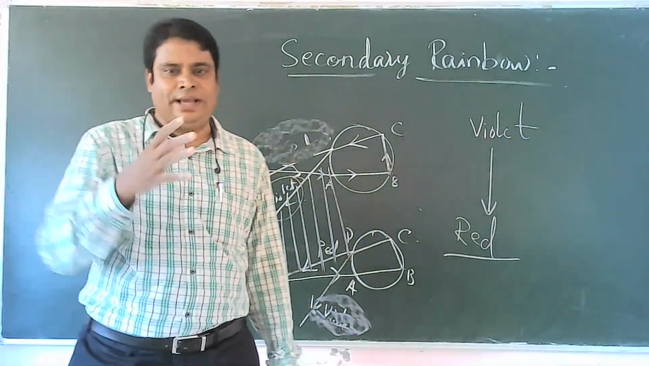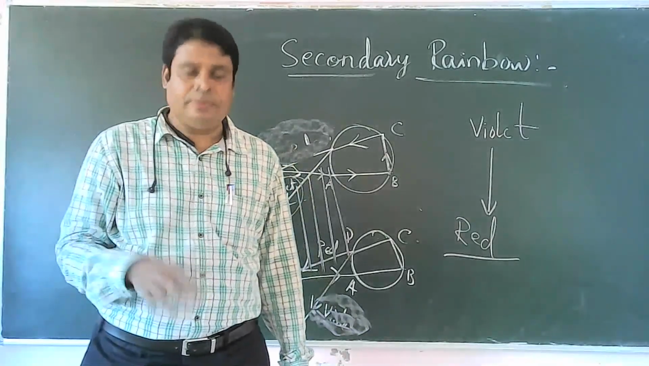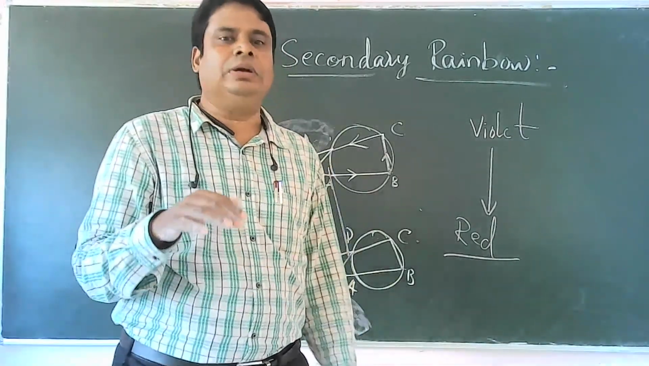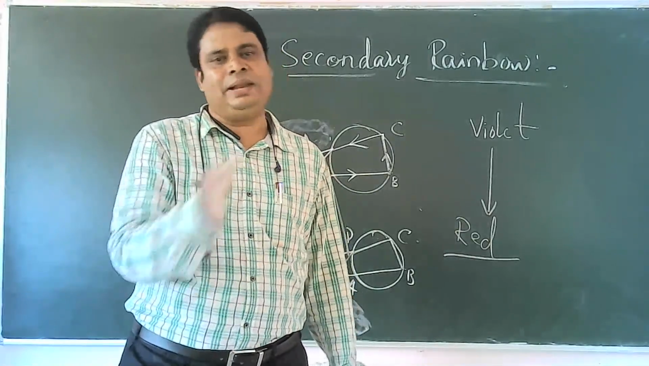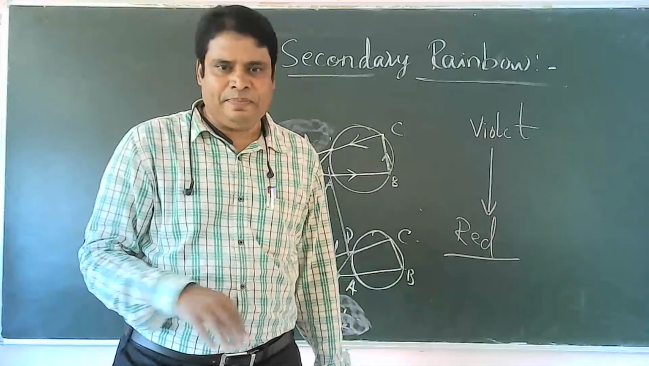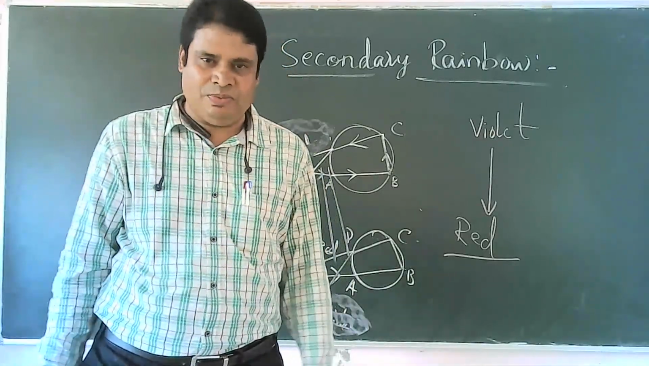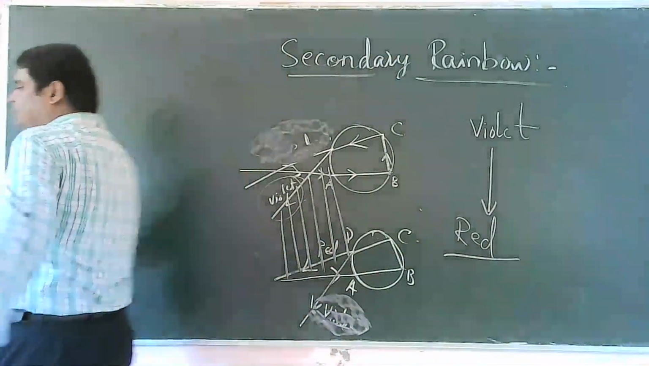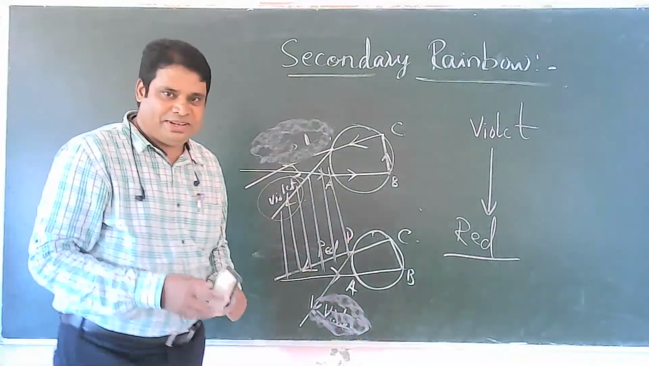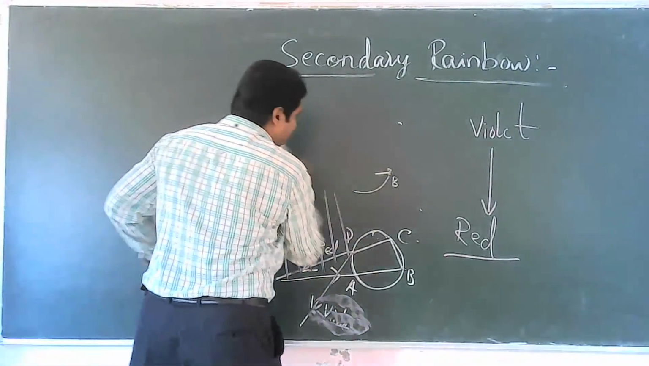The intensity of the primary rainbow is very much greater, whereas the intensity of the secondary rainbow is less. It is fainter than the primary rainbow. These are three major differences between the primary and secondary rainbow. Hope you understand. Let me continue. I'm not wasting time. This time is precious, you know.